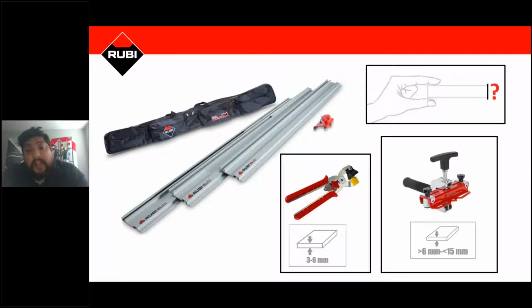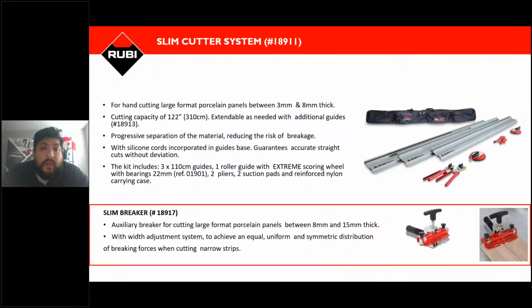The nippers on the left-hand side that show 3 to 6, those nippers are good from 3 millimeter to 6 millimeter thick panels. If you have an 8 millimeter, 10 millimeter, or even 15 millimeter slab, then you got the slim separator, okay? Slim cutter, here are the features. Again, you get the 2 nippers, the 2 suction cups, the scoring cart, and a nice bag to keep it all together, okay?